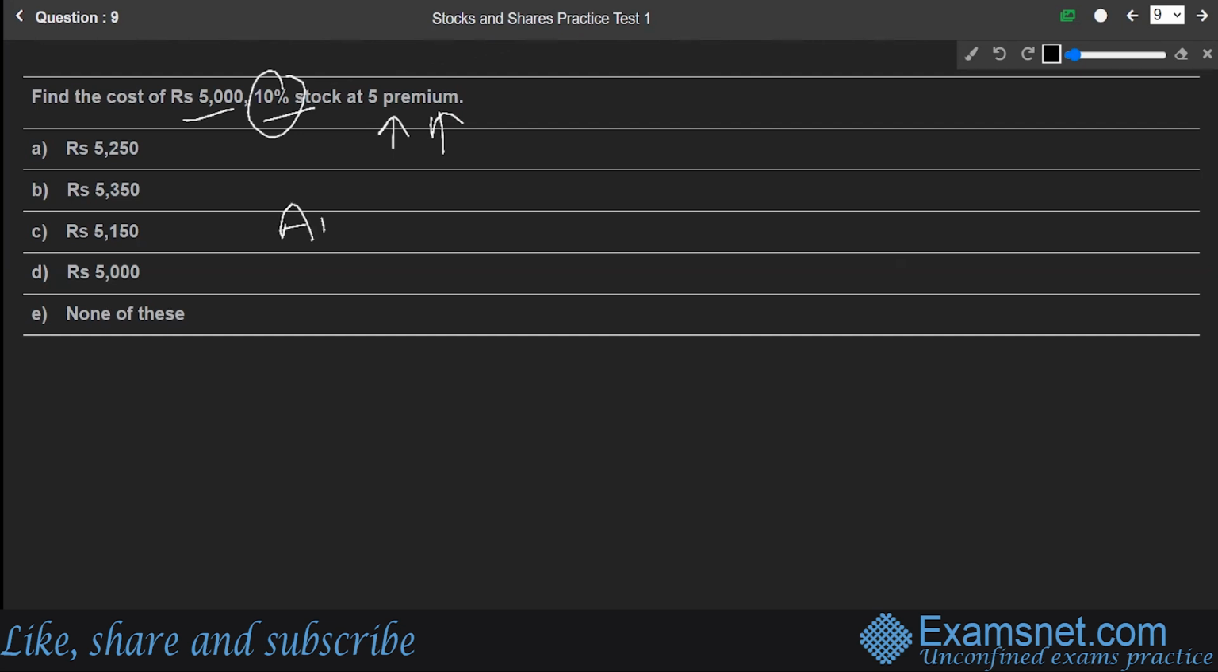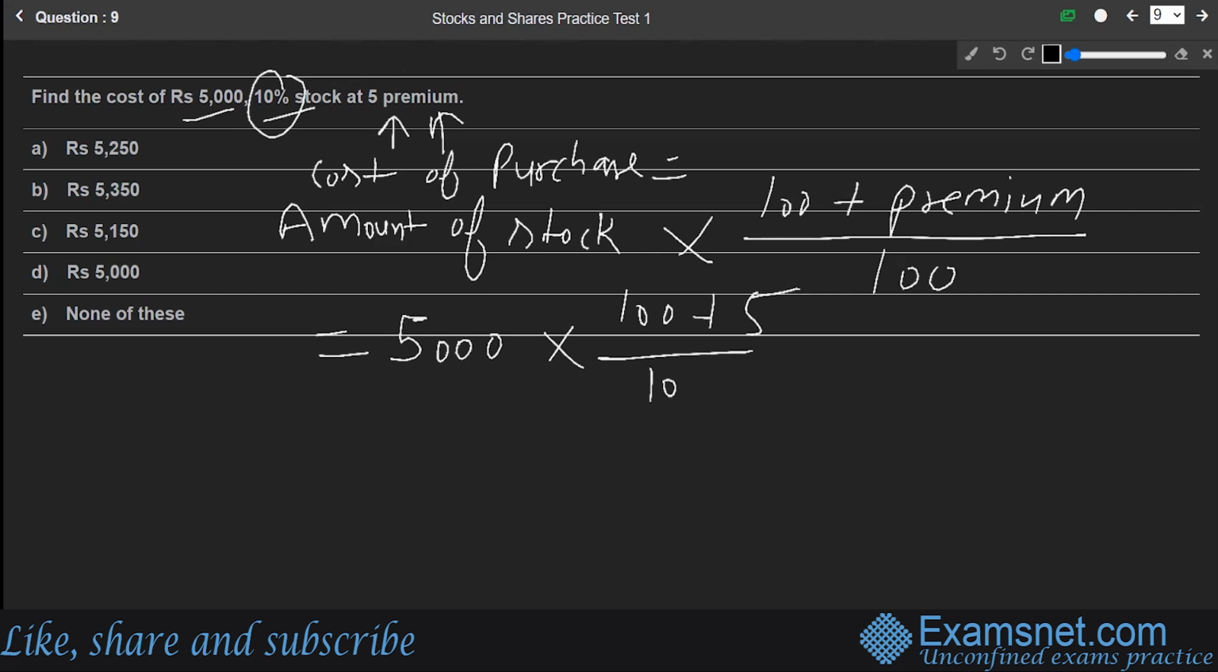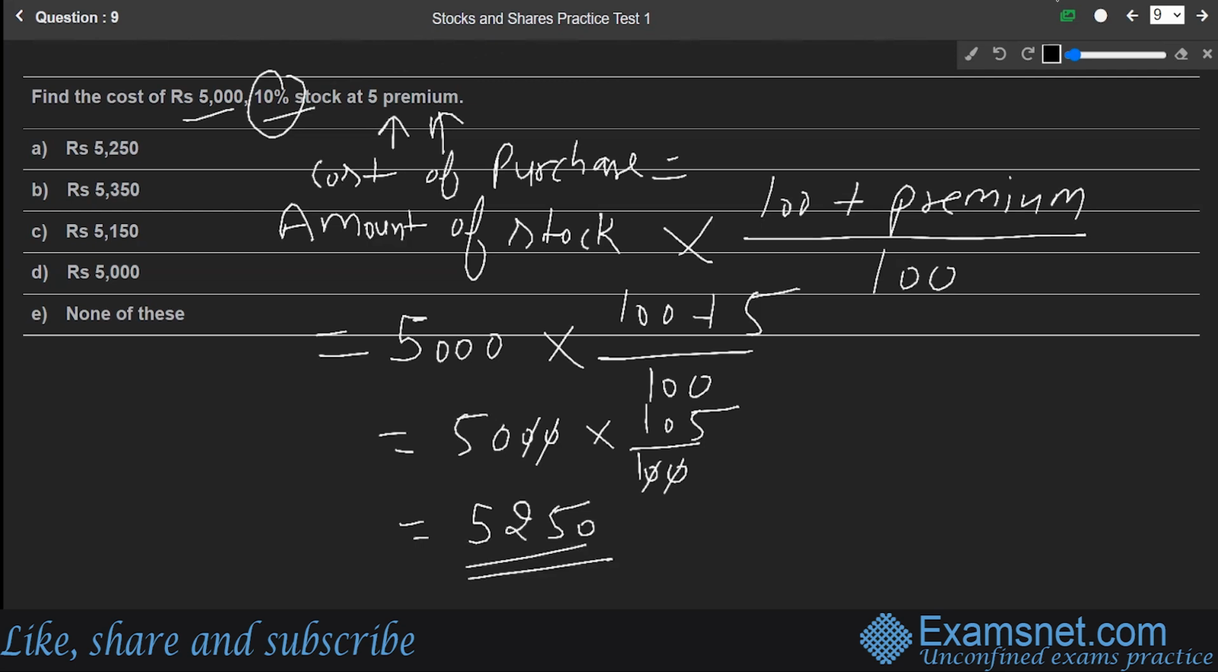So clearly you can use a formula here also, as we used in earlier questions. Cost of purchase we have to find out. So cost of purchase can always be found as amount of stock multiplied by 100 plus what it is available at. It is available at a premium. If it was a discount case, we would have done 100 minus discount, but here it is a premium case, so we will add it over 100. So let us put in the values. Cost of purchase will be the amount of stock, 5,000 rupees, into 100 plus premium 5 over 100. If we solve this further, this becomes 5,000 into 105 divided by 100, and we can cut down these zeros. Then we have to do 105 into 50, that is nothing but rupees 5,250. So that should be the right answer, which is available in option number A.